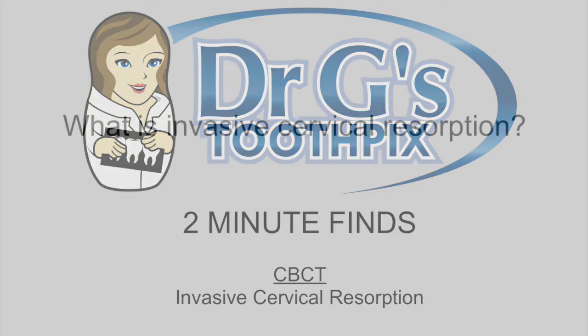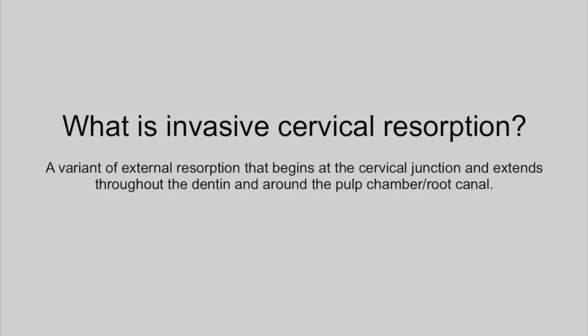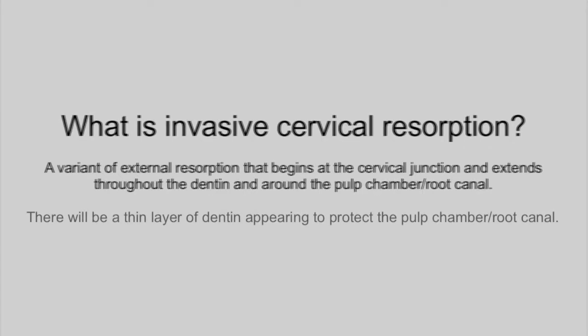This time we are going to be covering a case of invasive cervical resorption on CBCT. So, exactly what is invasive cervical resorption? I get asked this a lot actually. It is a variant of external resorption that begins at the cervical junction and extends throughout the dentin and around the pulp chamber in the root canal. It's actually really interesting because it leaves a thin layer of dentin protecting the pulp chamber and the root canal until the very final stages.